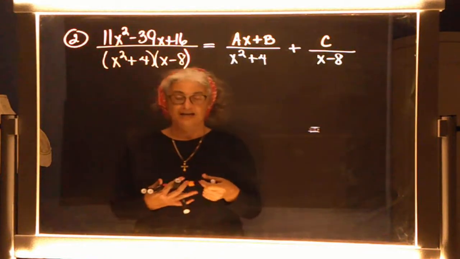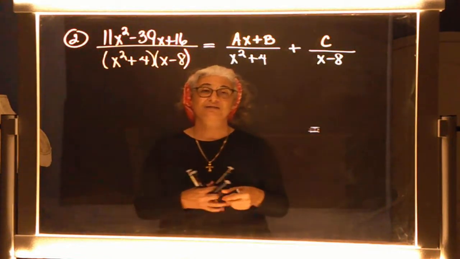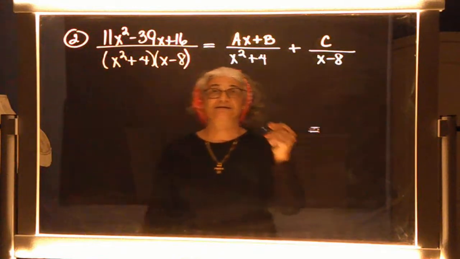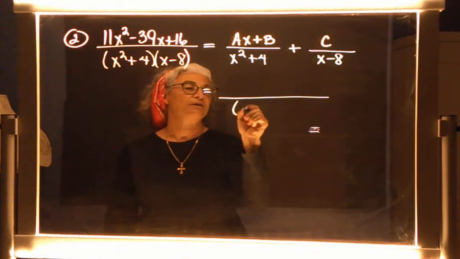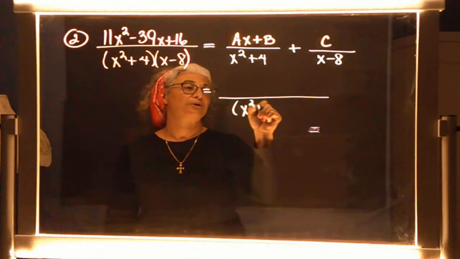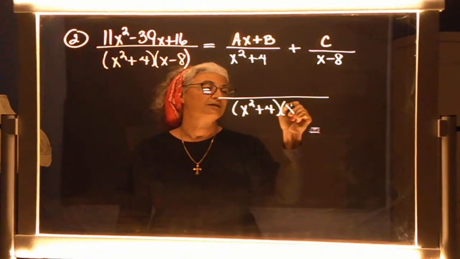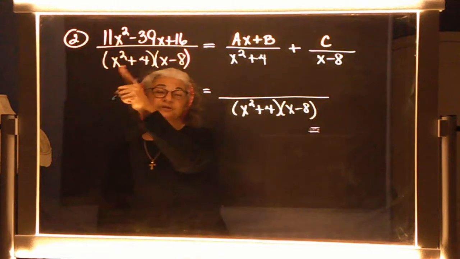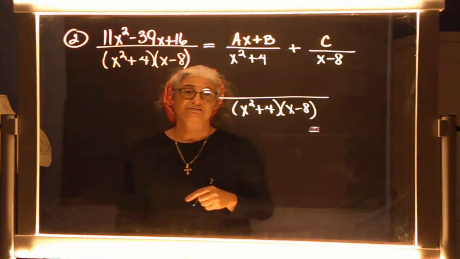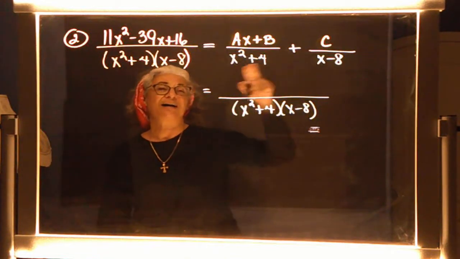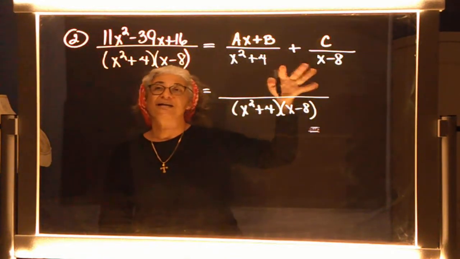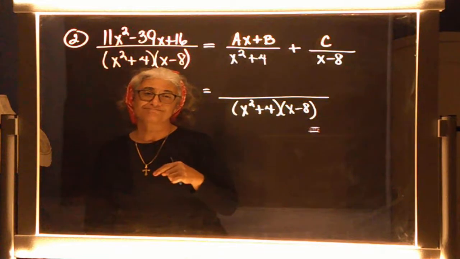Okay. And now we're supposed to add these two fractions together, right? Because that's what the next step says to do. So clearly, the common denominator would be the product of x squared plus 4 times x minus 8, which is what the original denominator was, right? By the way, didn't that happen in the last problem? Even though we factored them, if you multiplied them together, wasn't it the original denominator?